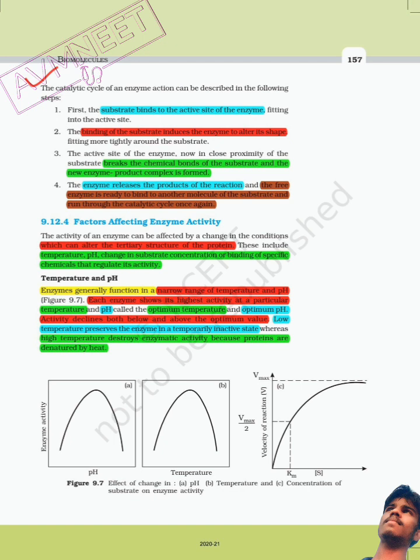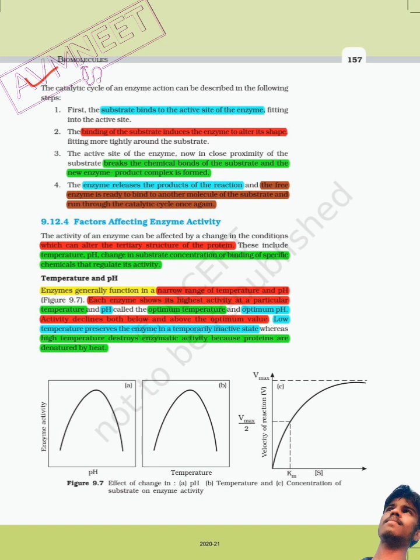Second, the binding of the substrate induces the enzyme to alter its shape, fitting more tightly around the substrate. Third, the active site of the enzyme, now in close proximity to the substrate, breaks the chemical bonds of the substrate and the new enzyme-product complex is formed. Fourth, the enzyme releases the products of the reaction and the free enzyme is ready to bind to another molecule of the substrate and run through the catalytic cycle once again.